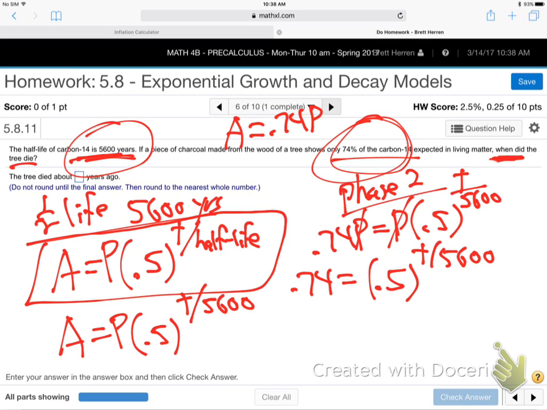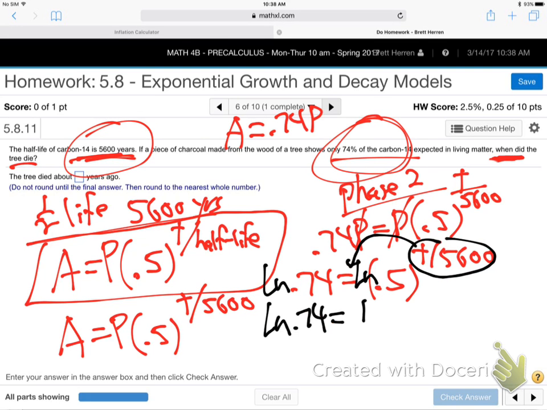All right, so we get to there. What do we do now? We got to solve for T. Ln, yet again, T's in the power zone. So Ln, the power comes down. So Ln 0.74 is T over 5,600 Ln 0.5. We good to there? Got to solve for T. So what are you going to do? Couple of things. Divide by the Ln 0.5.